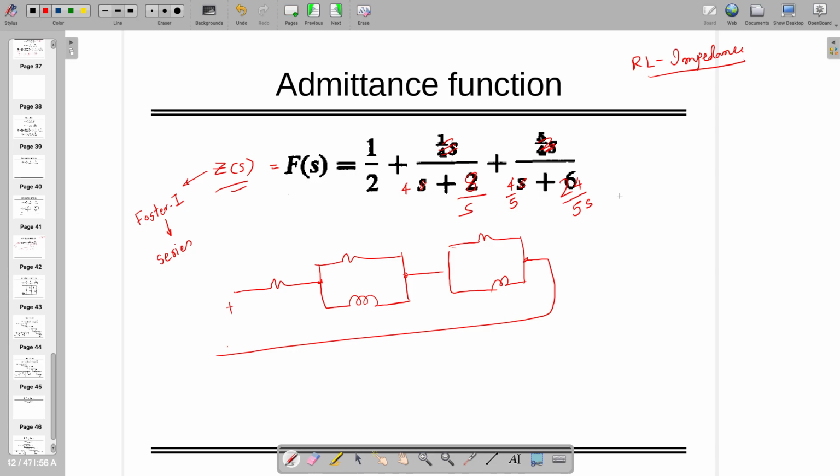However, if this is Y of s, if I am writing this Y of s, then this function leads to the Foster 2 category where all these entries will be in parallel.